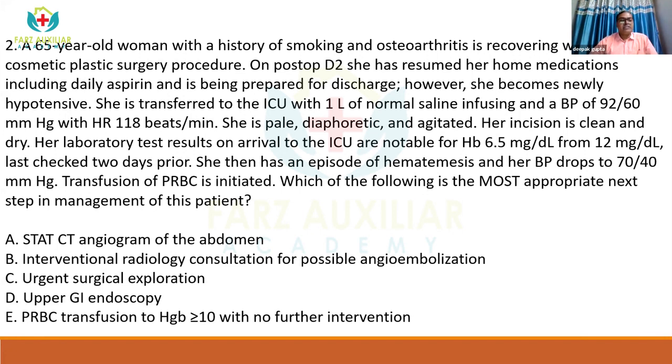The answers are: first is a stat CT angiogram of the abdomen. Second is interventional radiology consultation for angioembolization. Third is surgical exploration. Fourth is upper GI endoscopy. And fifth is PRBC transfusion to HB of more than 10 with no further intervention. Yes, please give your answers in the chat box. Though it may be wrong, whatever you feel regarding this question, put the answers in the chat box so that you should know what exactly is happening in this question.